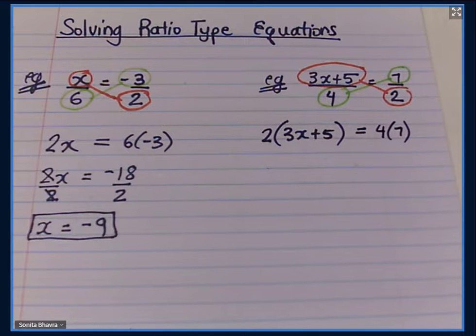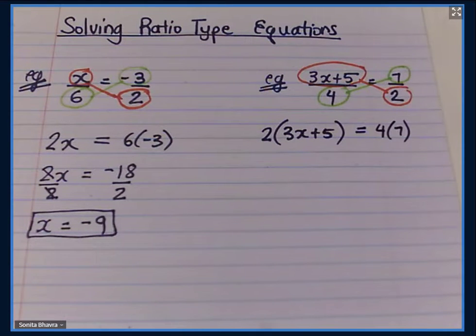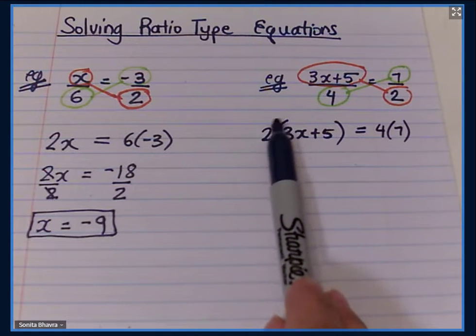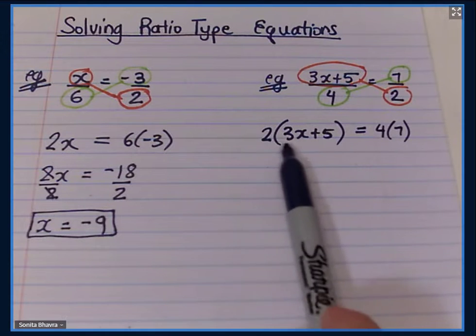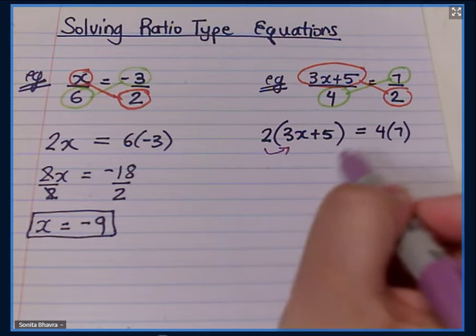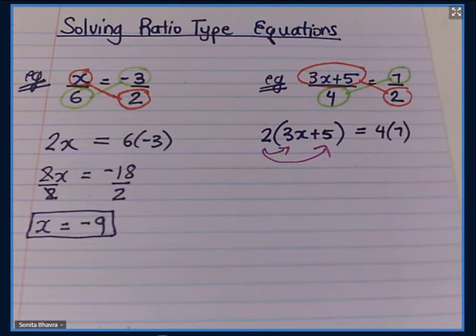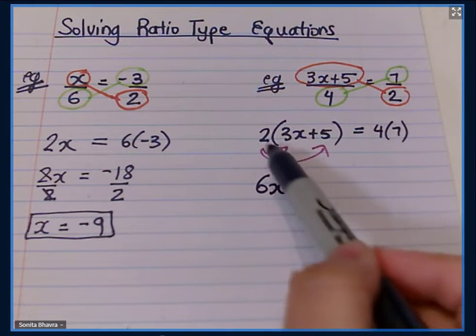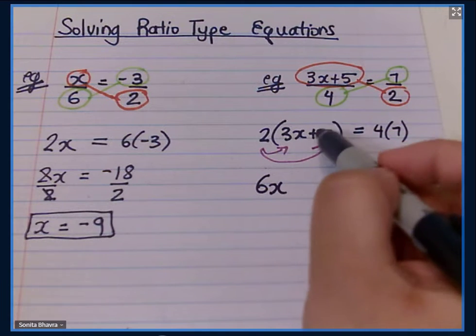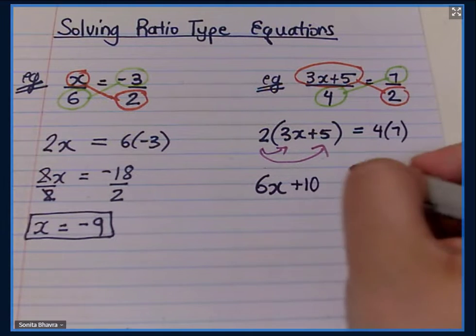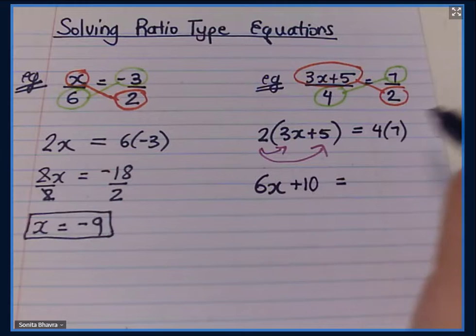Once you've done that, now you can start working on the distributive property, which means the 2 has to multiply everything inside of the bracket. So 2 times the 3x, and then 2 times the 5. 2 times 3x is 6x, and 2 times positive 5 is plus 10. So we get 6x plus 10 on the left-hand side of the equation, and on the right side we have 4 times 7, which is 28.